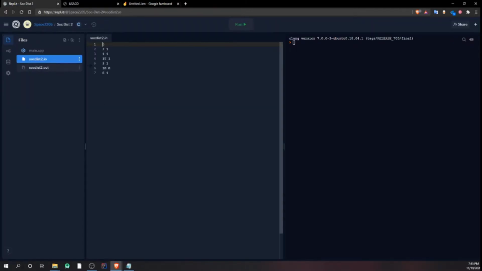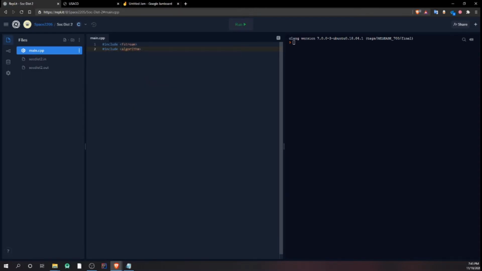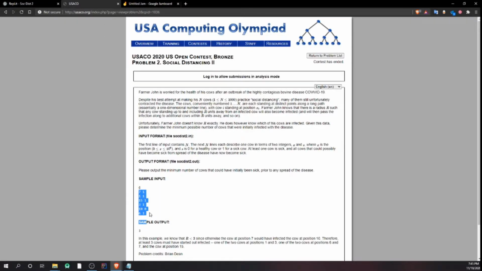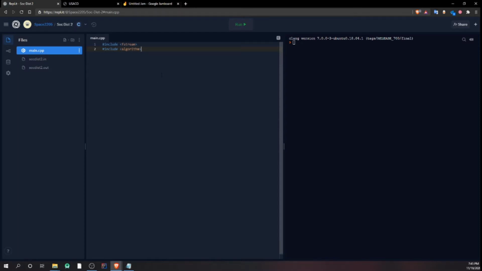I have set up my input file with the copied and pasted data and my output file, and now I'm just going to start. Obviously we're going to need fstream for file reading, and then we're going to need algorithm, which we'll use for sorting, because we notice that initially our data comes unsorted, but we want to sort it so that it's easier to figure out. Then we're going to use namespace std, obviously, and read in our data from SocDist2.in and output it to SocDist2.out.